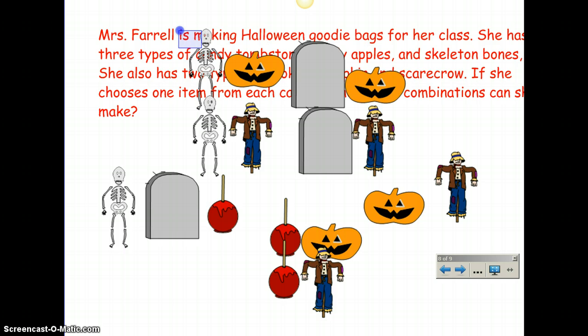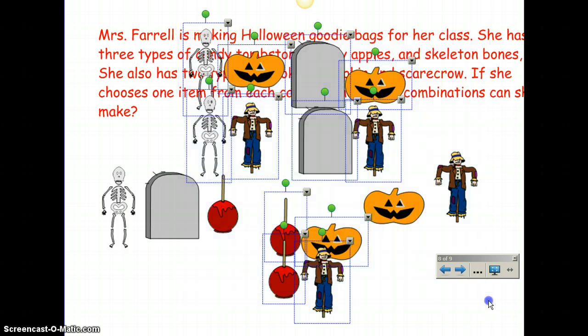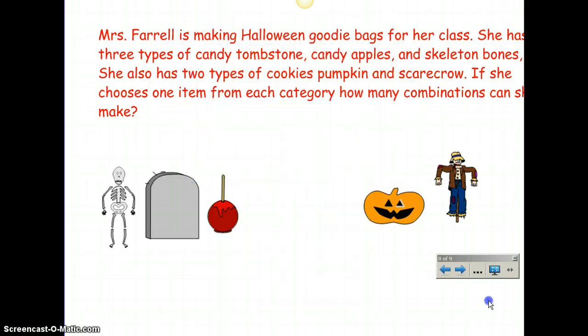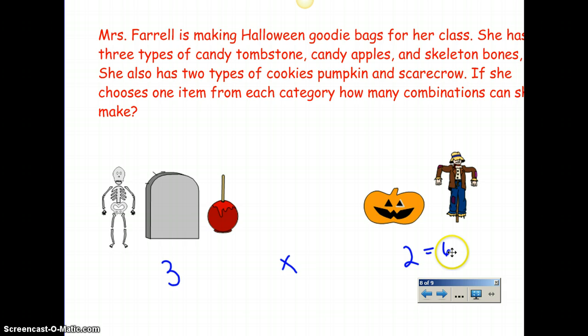Or I could do it the way that I taught you how to do it, which is so much faster. I can do the 3 items right here and the 2 items right here. Multiply them, and that gives me 6. That's the faster way to count the combinations. How many do you have in category 1? How many do you have in category 2? And multiply them.